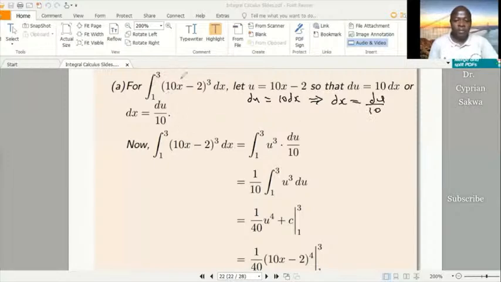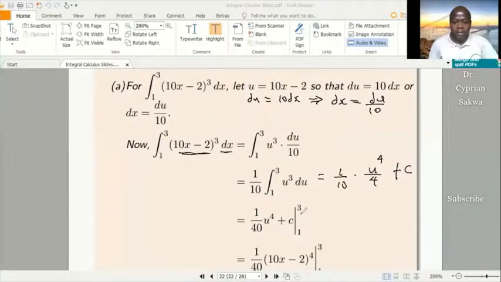We are now ready to integrate by substitution. Our integral from 1 to 3 of (10x minus 2) raised to 3 can be written as: instead of 10x minus 2, I have u raised to 3, and instead of dx, I have du out of 10. Then take the constant outside the integral sign. The constant here is 1 out of 10, so we have 1 out of 10, the integral from 1 to 3 of u cubed du. Now, the integral of this, you know it: we add 1 to the power and divide by the new power. So I have 1 out of 10 times u raised to 4 divided by 4, plus a constant of integration. This is the same as u raised to 4 over 40 plus c.